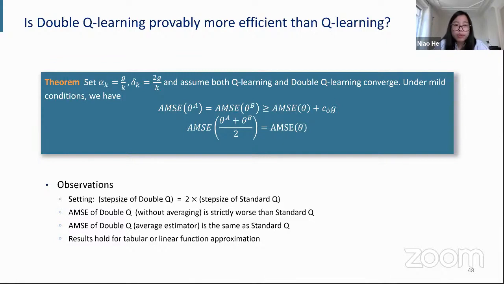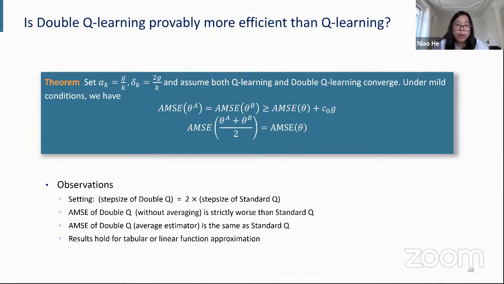However, we have also shown that if you take the average of your two estimators, theta A and theta B, and you look at the asymptotic mean square error, it is actually the same as the asymptotic mean square error of the standard Q-learning. There are a couple of things that we need to pay attention to here.